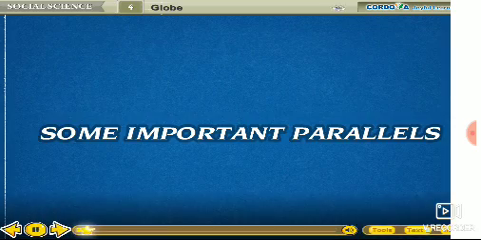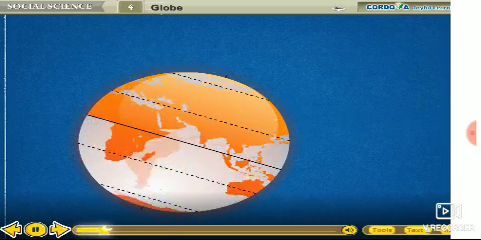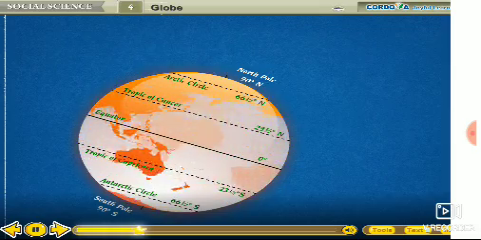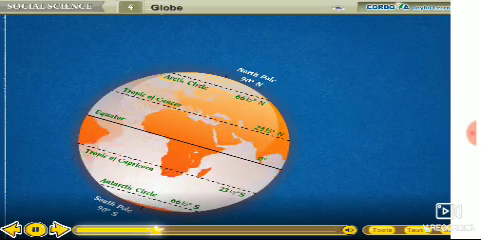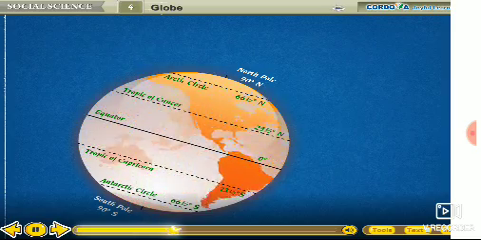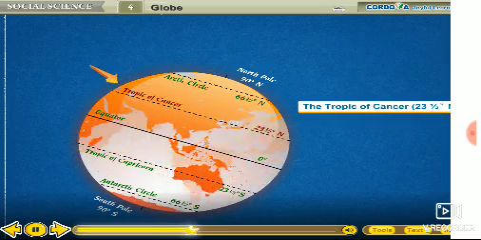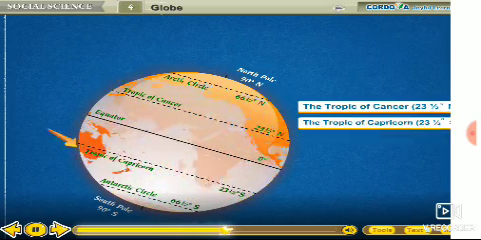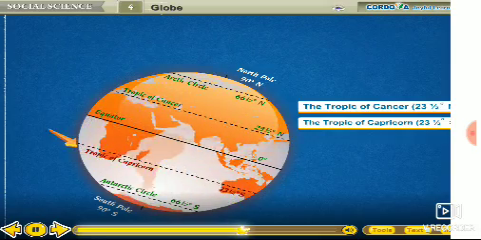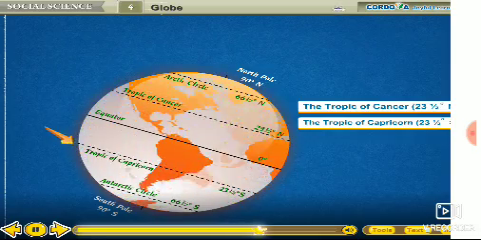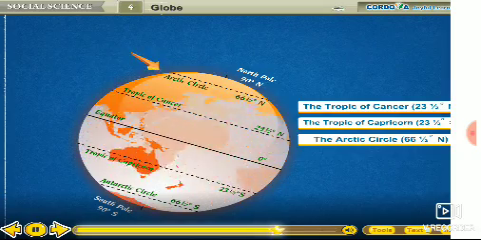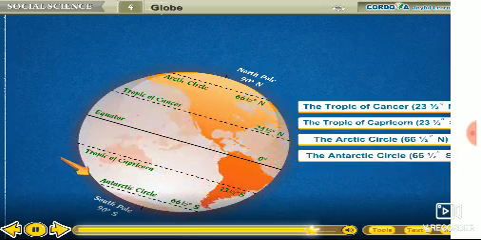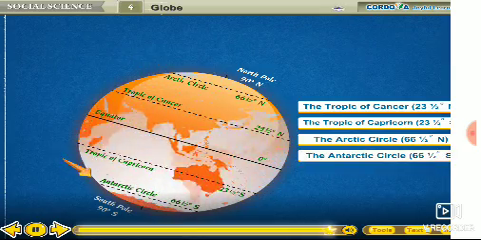Some important parallels. We know that the equator is a very important reference line. Besides the equator, there are some other parallels which are important because they divide the earth into different zones. They are, number 1, the Tropic of Cancer, that is 23.5 degree north. Number 2, the Tropic of Capricorn, that is 23.5 degree south. Number 3, the Arctic Circle, that is 66.5 degree north. Number 4, the Antarctic Circle, that is 66.5 degree south.